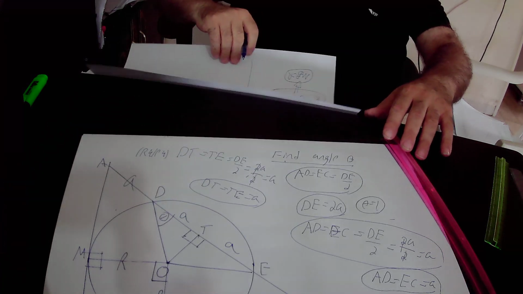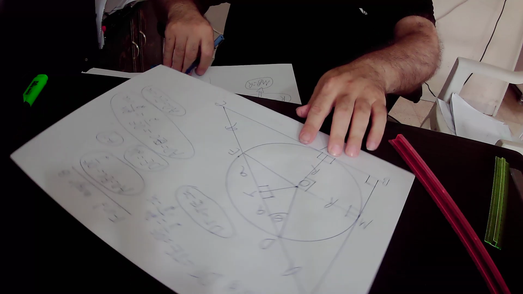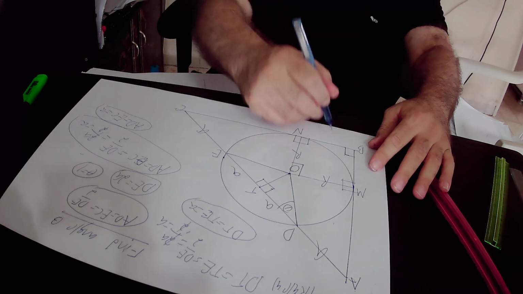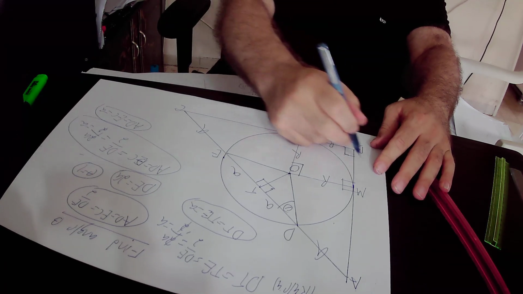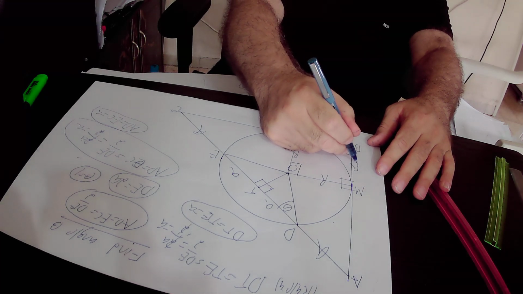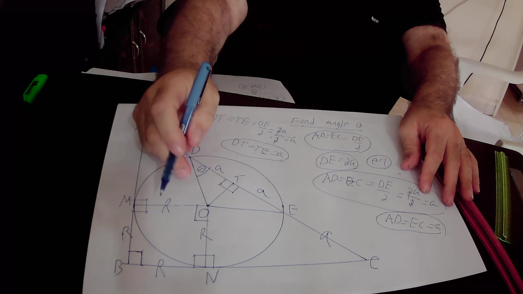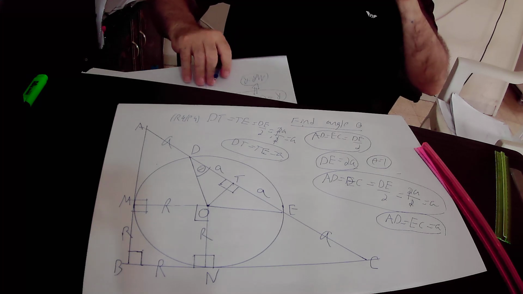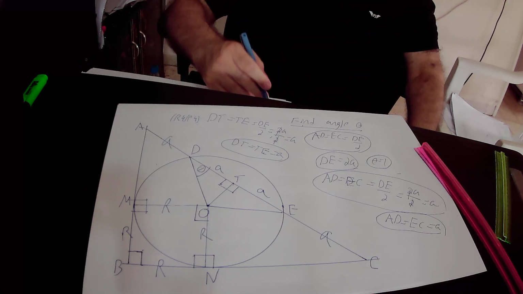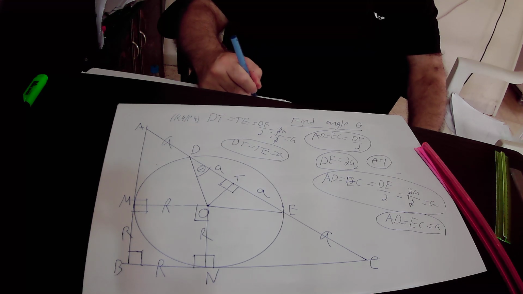Here we found out that NB equals R. So here NB is also equal to R. So we actually found out that quadrilateral MOBN is not just a rectangle but a square, because all of its sides are equal to each other. So quadrilateral MOBN is a square.